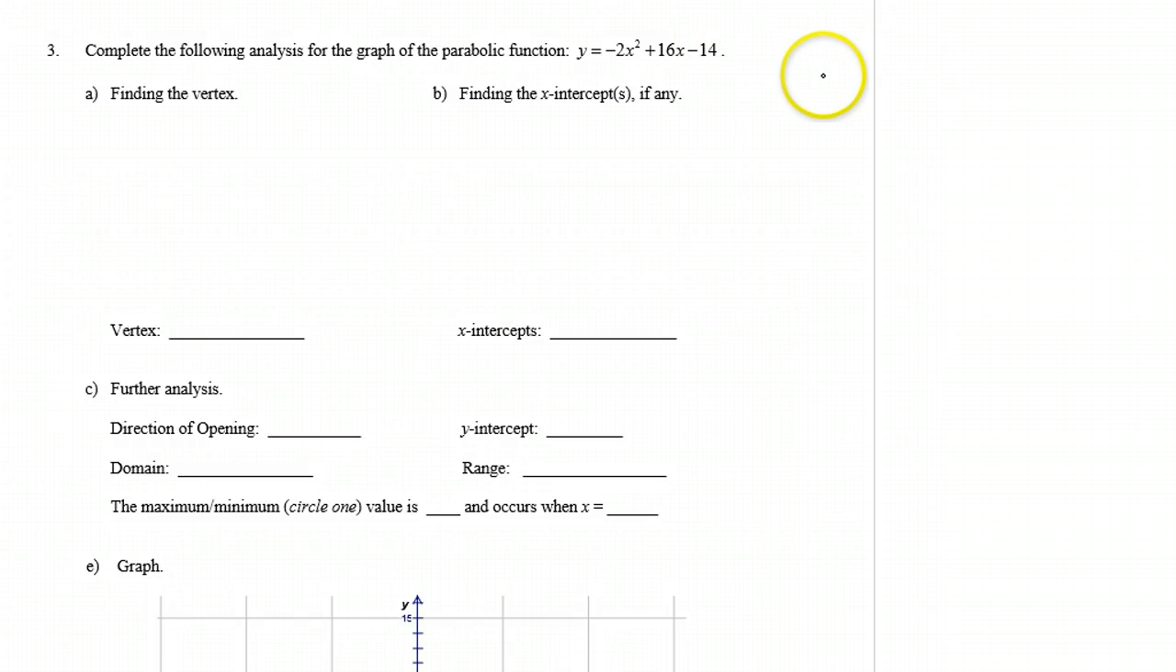So if we take this question over here, we have y equals negative 2x squared plus 16x minus 14. Now I don't need to actually go through and graph this using transformations. However, if I wanted to, I'd need to read the transformations off this, and to do that, I'd have to change the form to vertex form. So the first step is I factor out the a term from the first two terms.